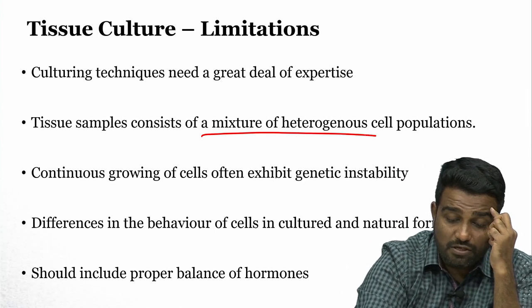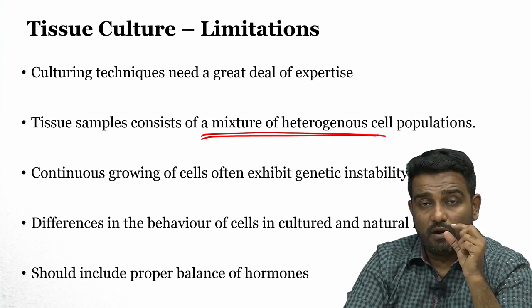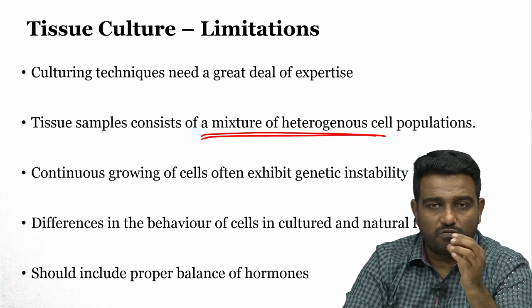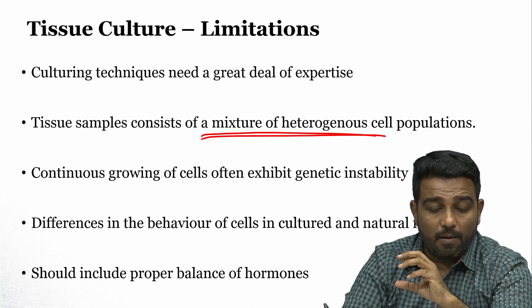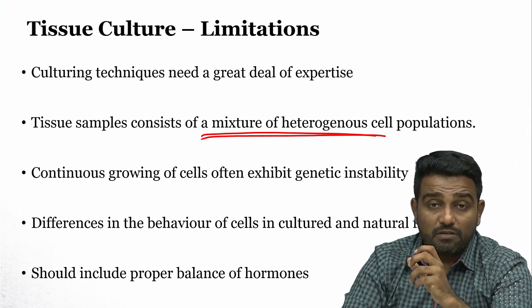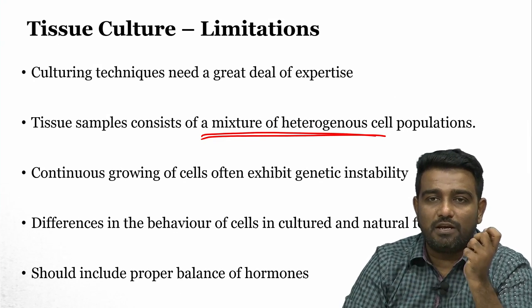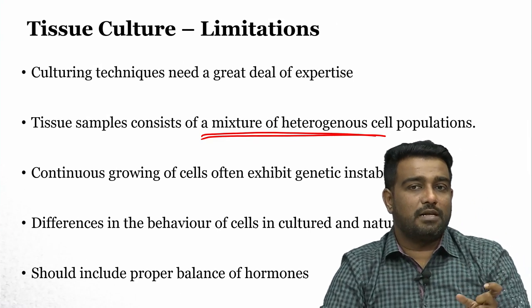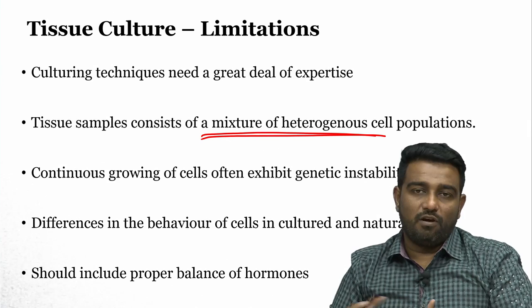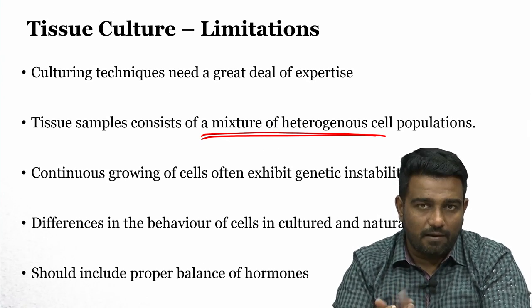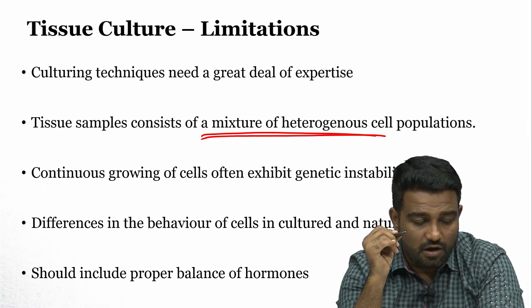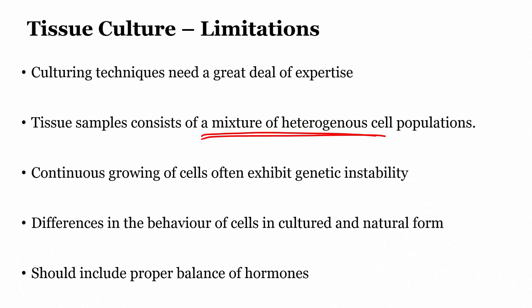So why is this a limitation, a mixture of heterogeneous cell populations? Because if I want to understand or study particular cells out of which the tissue is formed, if the tissue samples consist of multiple cells, like heterogeneity, then the homogeneity is less, and then I cannot study particular cells or a group of cells. I have to rely on the heterogeneity of the cells, which is kind of difficult because I do not want to study that, right. So, that is the limitation. Continuous growing of cells often exhibits genetic instability. Then we have differences in the behavior of cells in cultured and natural form. And finally, it should include a proper balance of hormones.